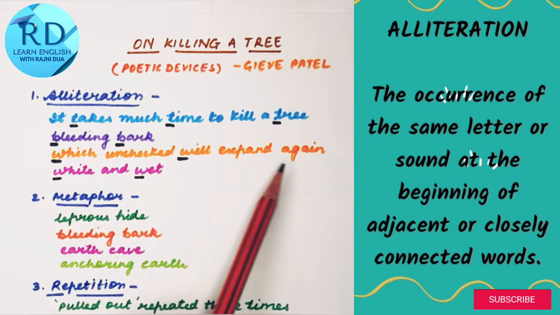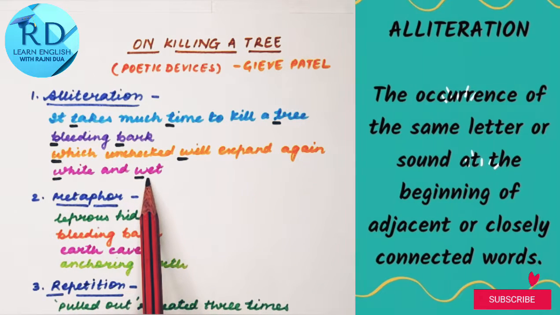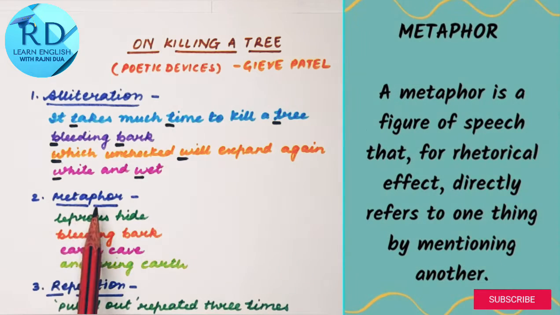Which uncheck will expand again. So 'w' and 'w' getting repeated. White and wet. Again 'w' and 'w' getting repeated. Second is metaphor. So here there is no use of like and as, but it is directly compared.